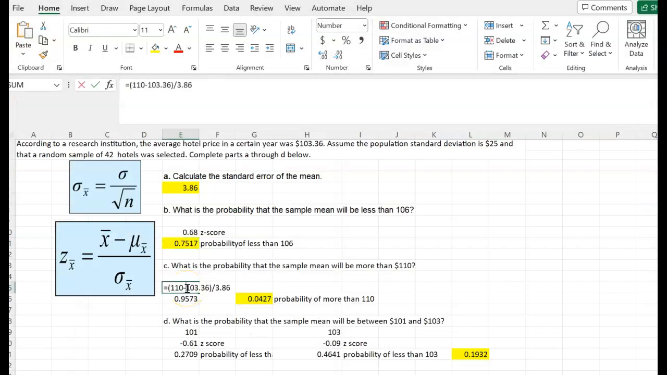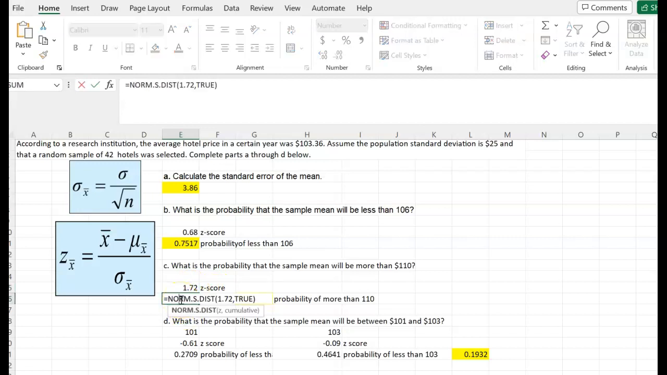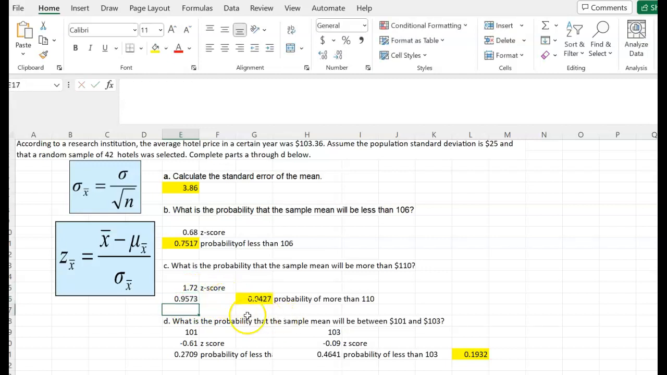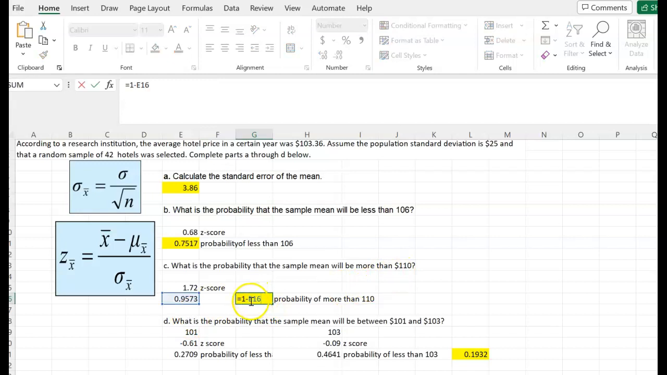So your z-score is 110, your sample mean, minus your population mean, which was 103.36, divided by your standard error of your mean, which is 3.86. So your z-score is 1.72. Do your formula here with your z-score and true. And this number is the less than side of 110. If we want the greater than side of 110, we will say 1 minus the less than side, the less than probability.